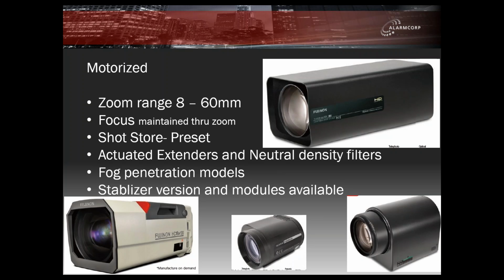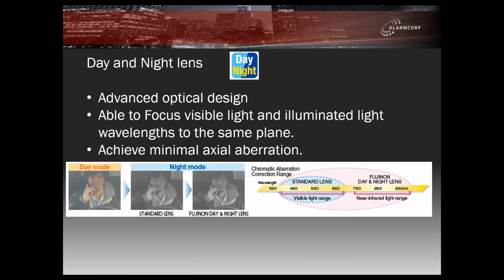Actuated extenders that can double the focal distance, and neutral density filters for bright environments can be engaged. Fog penetration models are available, and there are stabilizer versions and modules available for stabilizing the images on moving platforms. One of the great features of Fujinon zoom lenses is their ability to maintain focus throughout the entire focal range.